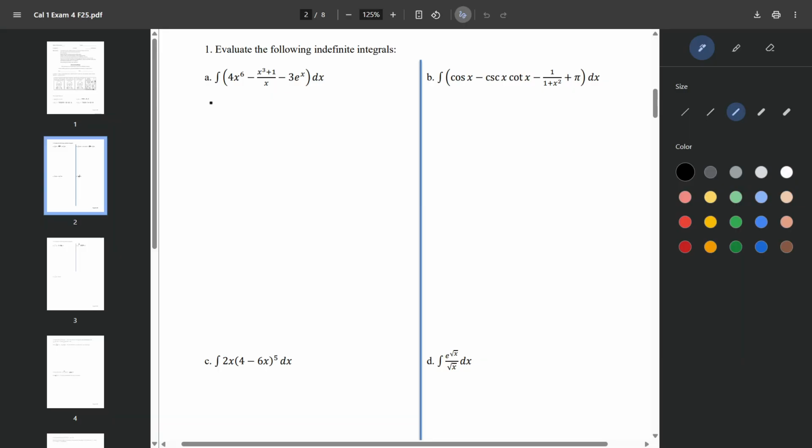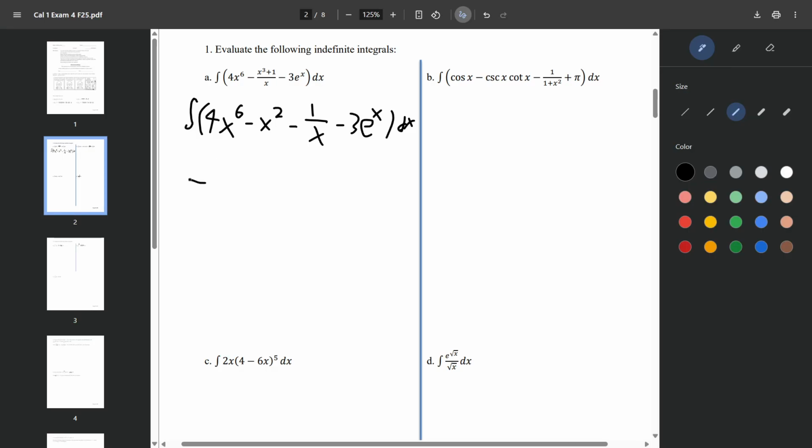So we can make the integral part of it easier by rewriting our equation into 4x to the 6th minus x squared minus 1 over x minus 3e to the x dx, because this part of the equation is the same as this part of the equation. So now we can take our integral.